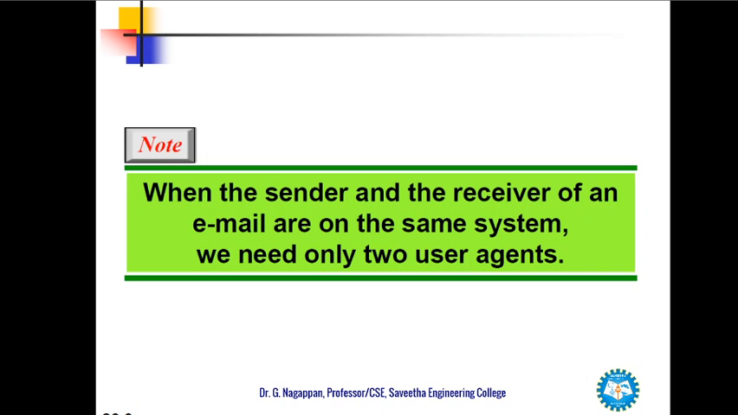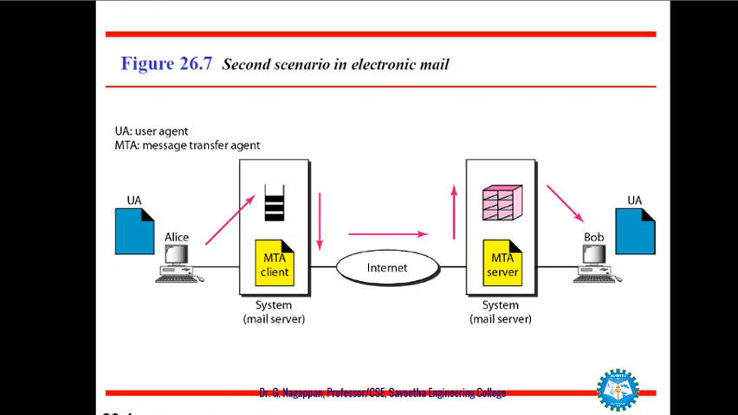So when the sender and the receiver of email are in the same system, we need only two user agents. Whereas in the second scenario, if they are on different systems at different networks, then we require a message transfer agent in between.